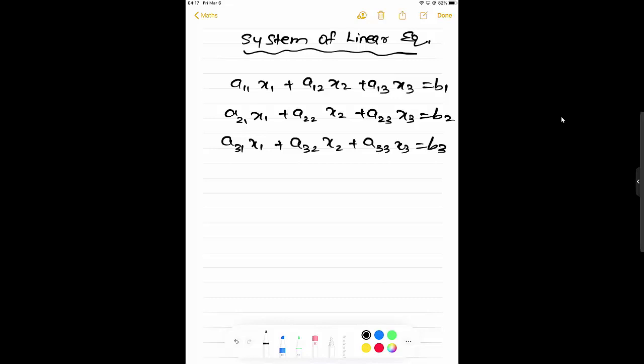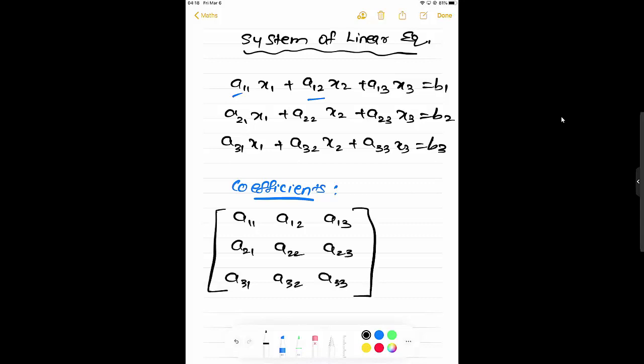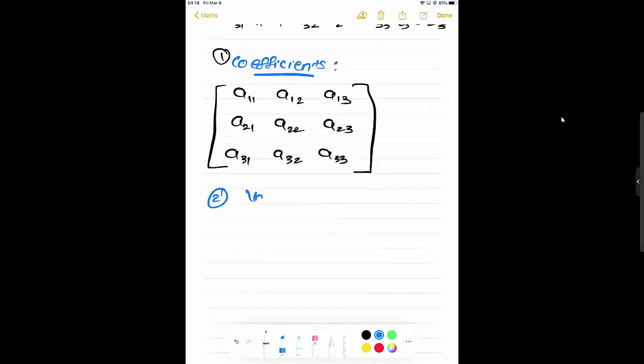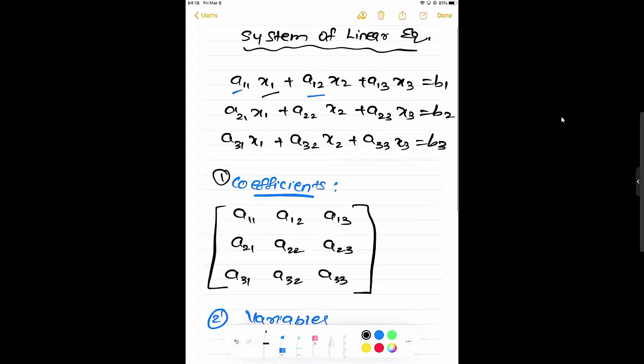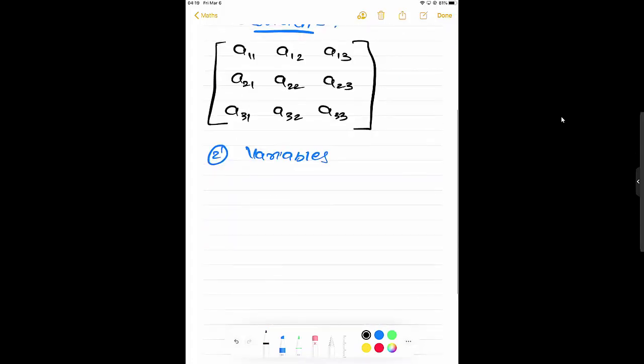How will you convert? First, we have to find the coefficients. Here, this a11, a12, a13, we have the values, no? These are all the coefficients. So write it in matrix form, a11, a12, a13. Based on the problem, we found the coefficients first, then we must know the variables. Here, what are all the variables? x1, x2, x3. Three variables we are using. So x1, x2, x3. And this is 3 cross 3. This is 3 cross 1.